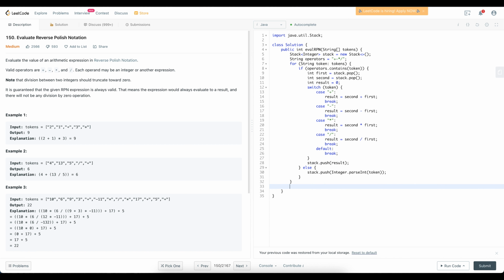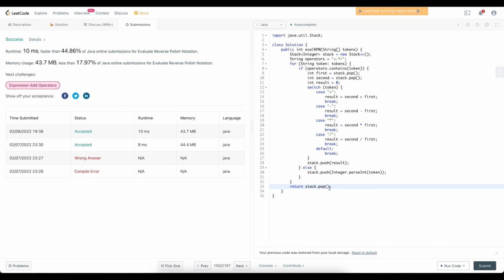Now at this point we know that the remaining item on the stack is the result, so we're going to return it. Alright, so let's run this code. And you'll see that it passes. So yeah, that's how you do the evaluate reverse Polish notation question.